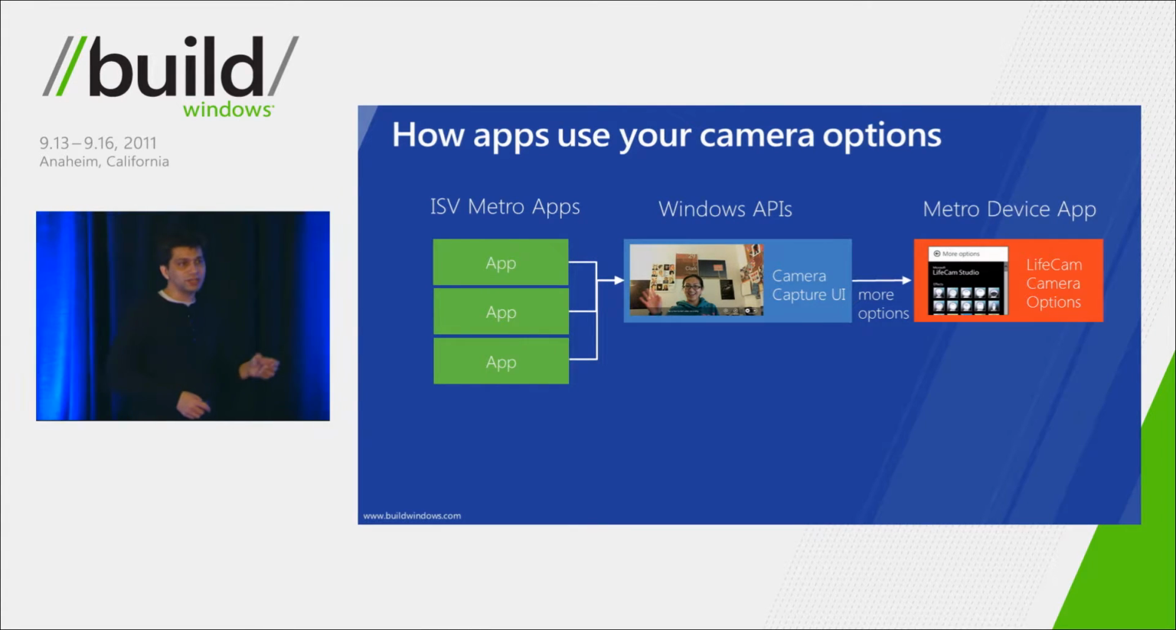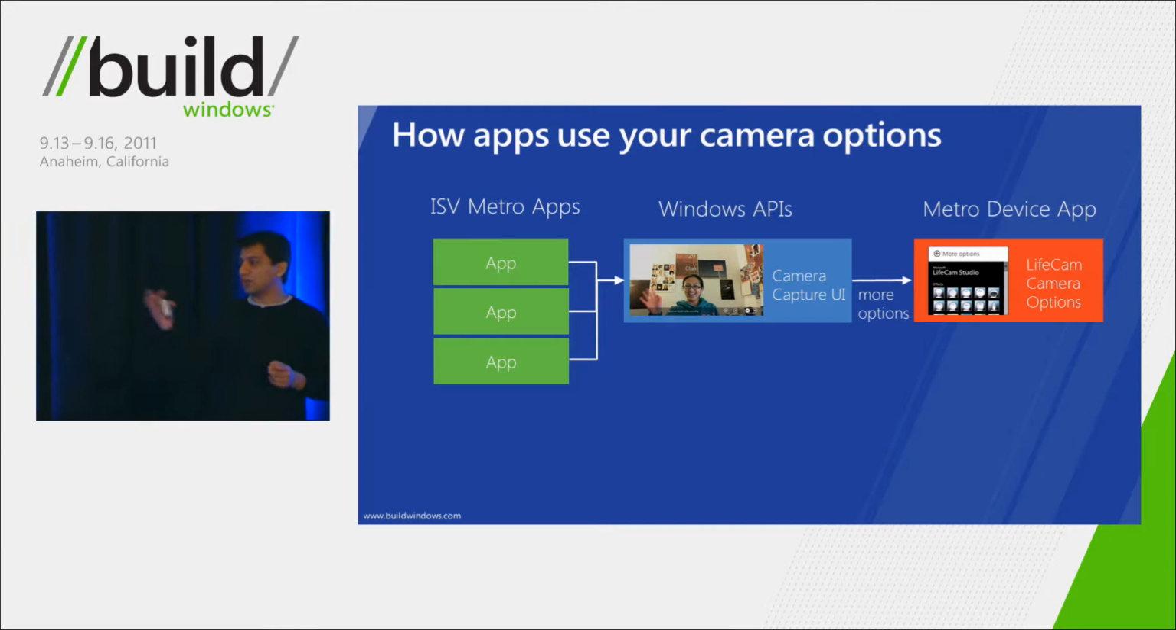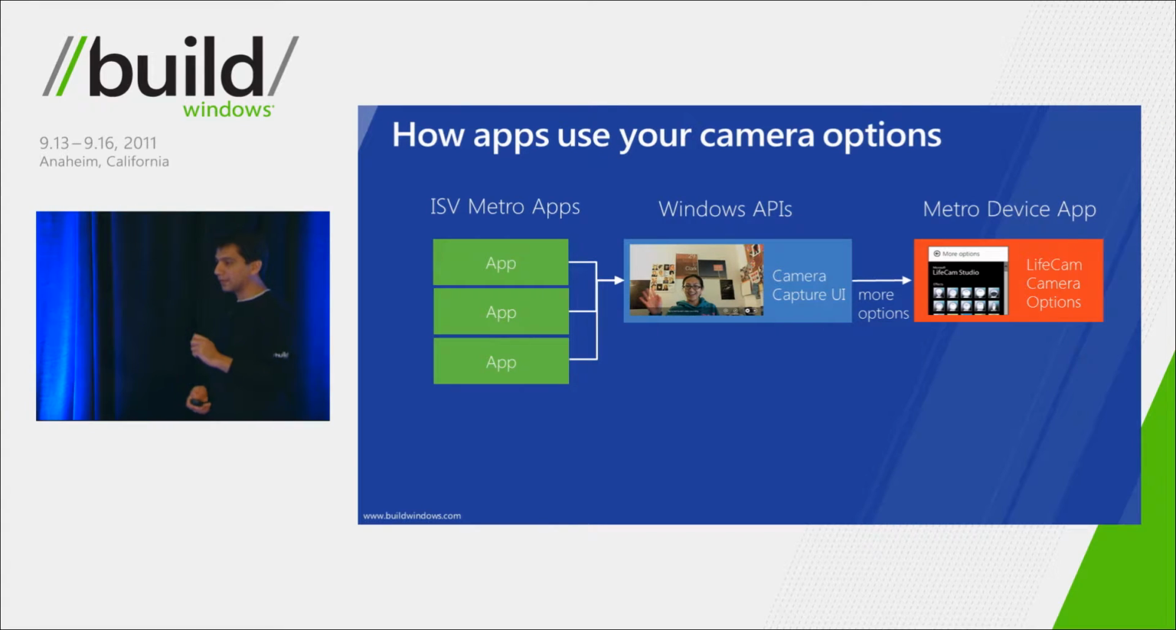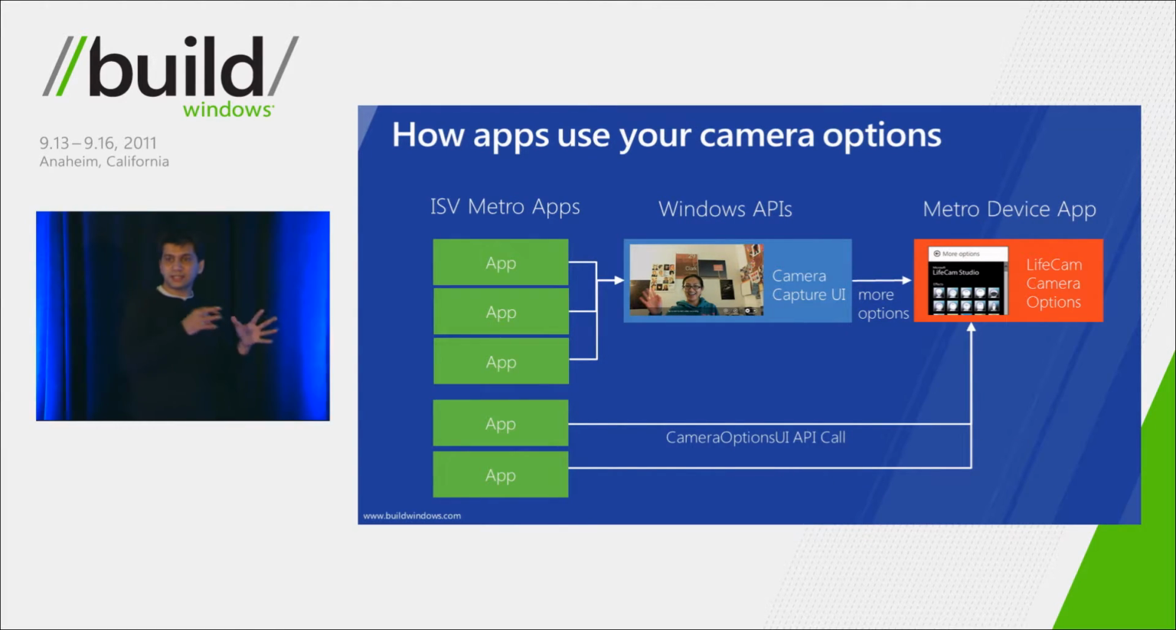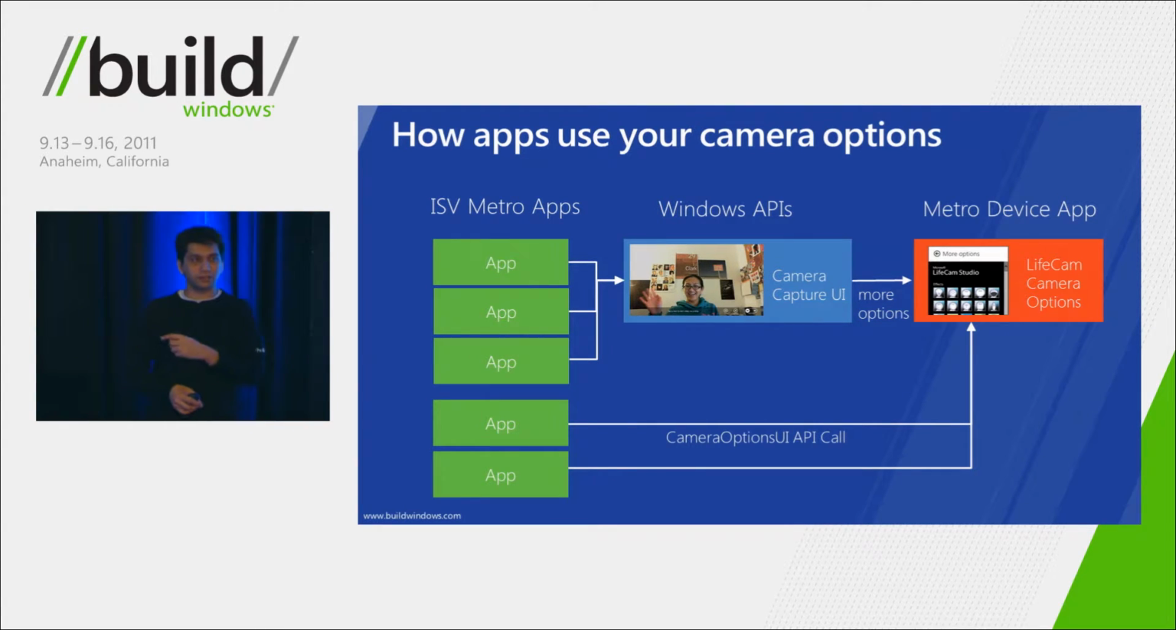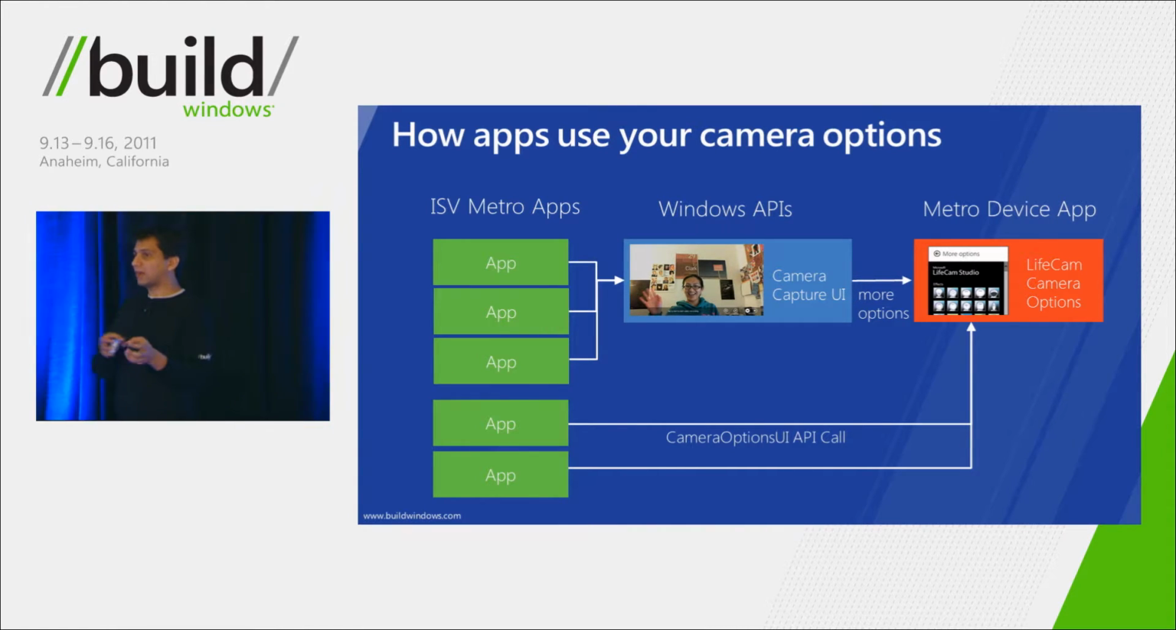So when a user clicks on that button, this API is called, which launches your Metro-style device app, the camera options experience portion of it. Or alternatively, an app can directly call into the Camera Options UI API and get the same experience. So this was the second demo with that sample app with the digital camera that unfortunately didn't work. But that app was going to call directly into the Camera Options UI and get this Metro-style device app of yours.